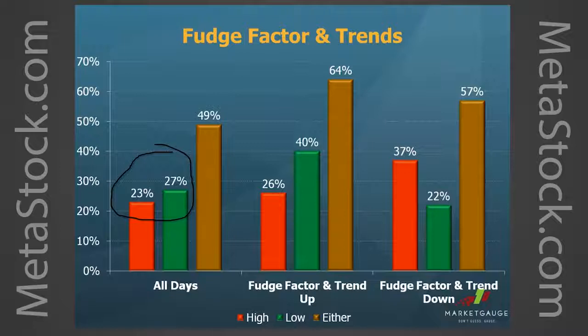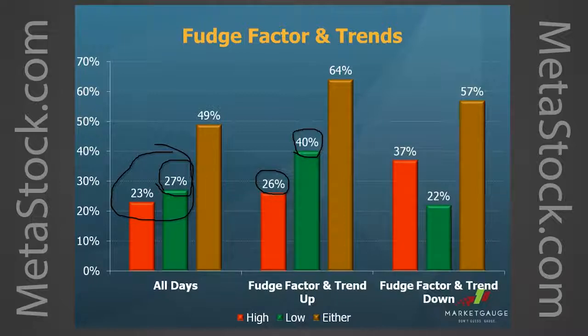Well, if I put a fudge factor on it and a trend, in other words, I say in order for me to consider the opening range high broken, I need to break 6% of the ATR, and I only look at that in situations where I have a bullish trend, that'll tell me that 26% of the time that high will be the high of the day. But 40% of the time, the low will be the low of the day. So in other words, with a bullish trend and fudge factor, I increase the strength of my low from 27% to 40%. Let me put this in layman's terms.